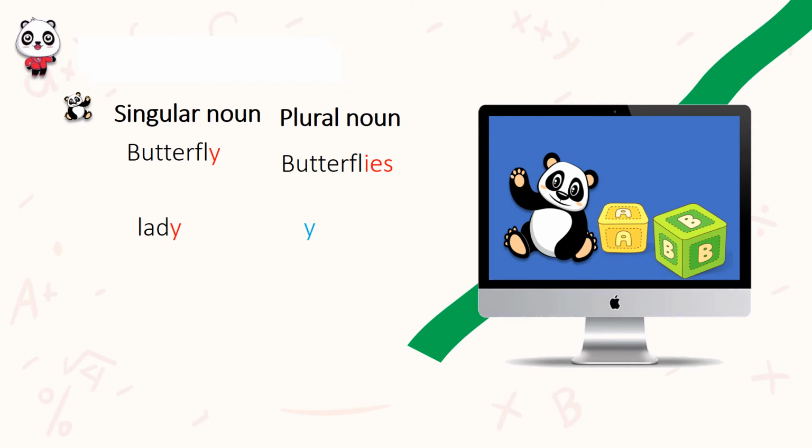Lady. This word also ends with y preceding a consonant. That means before y there's a consonant letter. D is a consonant letter. Then you have to remove y and add ies to the end. Lady, ladies.